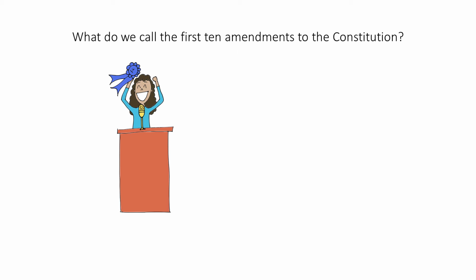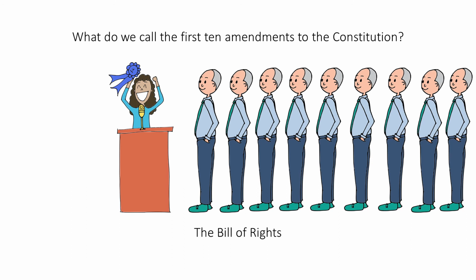What do we call the first 10 amendments to the Constitution? The Bill of Rights. Together, these are the first 10 amenders. You can remember the answer by thinking of these 10 people named Bill standing on the right.